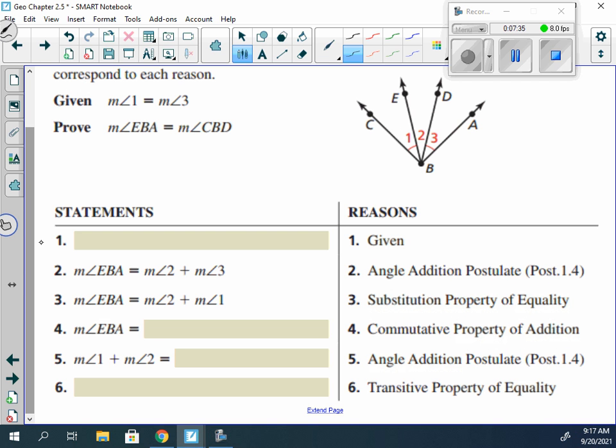Now with any of these here, we always start with what? The given. Now what did they tell us the given is? Measure of angle 1 is equal to the measure of angle 3. So our first statement should be the measure of angle 1 is equal to the measure of angle 3, because that is the given information. That is what they told us.